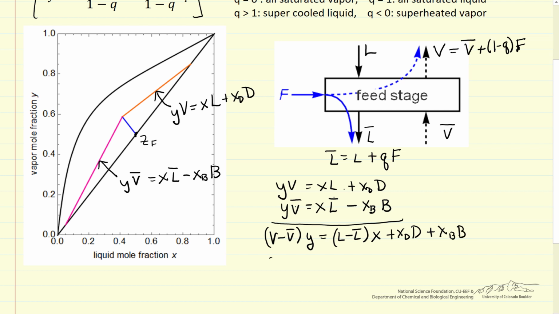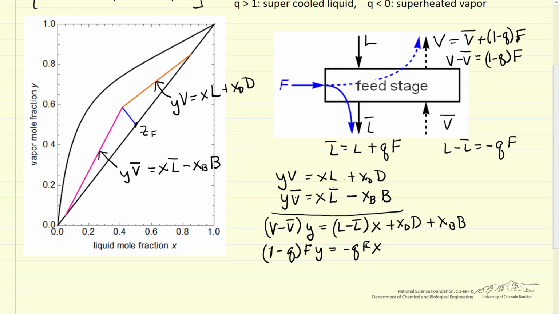So notice that the term V minus V bar is equal to 1 minus Q times the molar flow rate of feed. So I can make that substitution: 1 minus Q, the molar flow rate of feed, times Y. And then here, L minus L bar is equal to minus Q times F. So this becomes minus Q F times X. And now let's look at these last two terms.